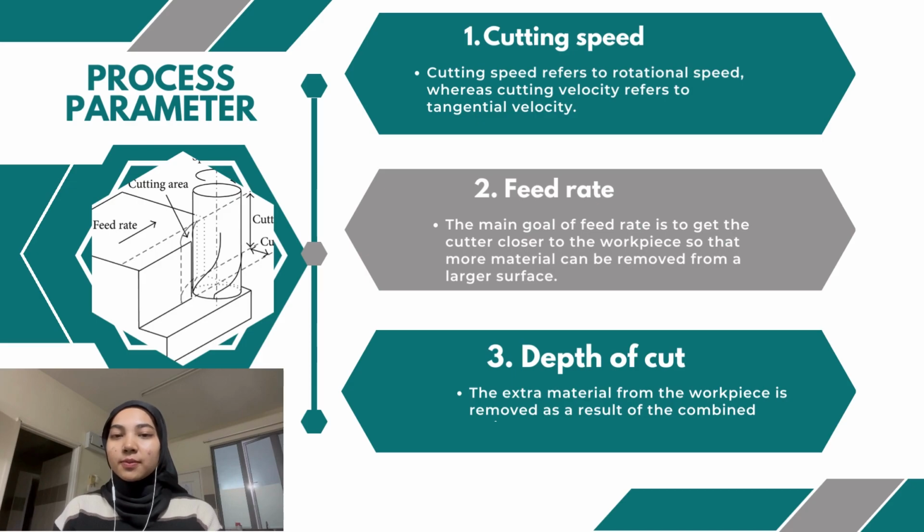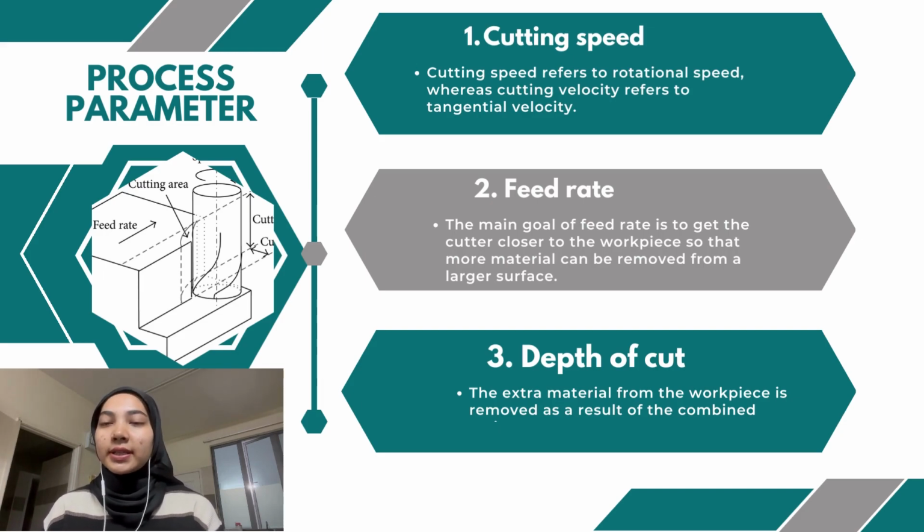Finally is process parameters. The 3 important machining parameters involved in the CNC machine are cutting speed, feed rate and depth of cut, which affect the surface roughness of the machined surface. Firstly is cutting speed. The most key cutting characteristic that produces the required cutting motion is cutting speed. Cutting speed refers to rotational speed, whereas cutting velocity refers to tangential velocity.